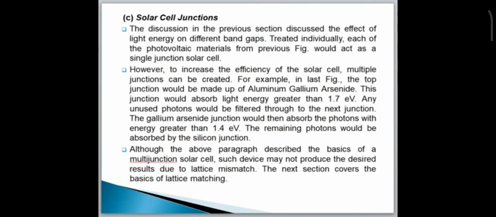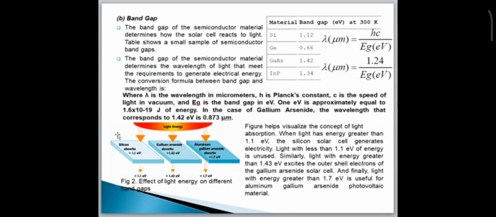Next, we will discuss solar cell junctions. The discussion in the previous section covered the effect of light energy on different band gaps. Treated individually, each of the photovoltaic materials from the previous figure would act as a single junction solar cell. In the last figure, we discussed a single junction solar cell made of silicon, a single junction solar cell made of gallium arsenide, and a single junction solar cell made of aluminum gallium arsenide. I have considered each individual junction to generate electricity.